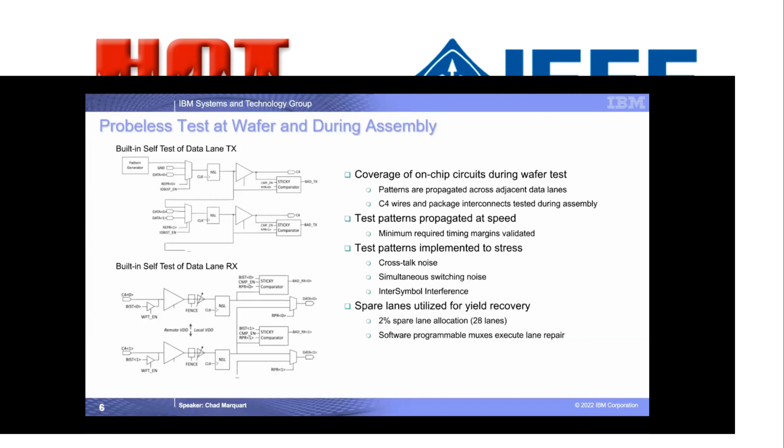Spare lanes are allocated in the interface for yield recovery in the event that test identifies any bad lanes. For the Telum interface, an additional 2%, or 28 lanes, are allocated, where software programmable muxes are used to execute a lane repair.